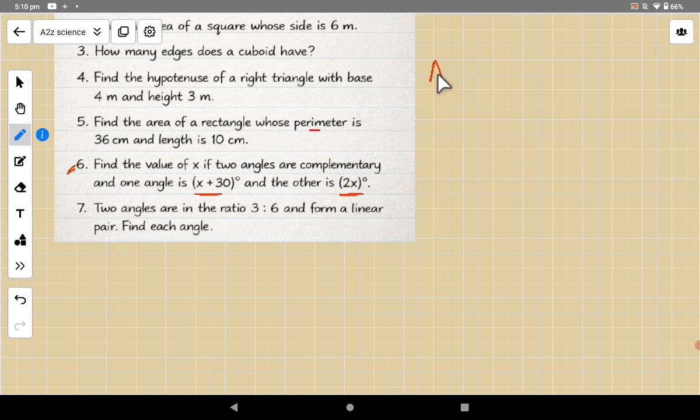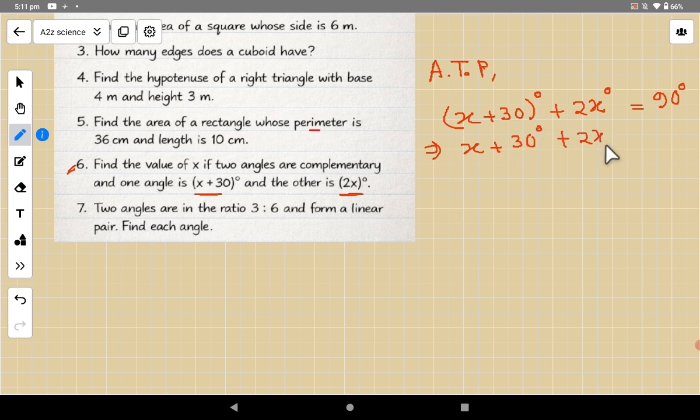So according to the problem, what is given? x plus 30 degrees plus 2x degrees equals 90 degrees. Now we have the equation, so we can easily find the value of x. First we have to add the x related quantities. So we have 1x and then 2x, so it will be 3x.